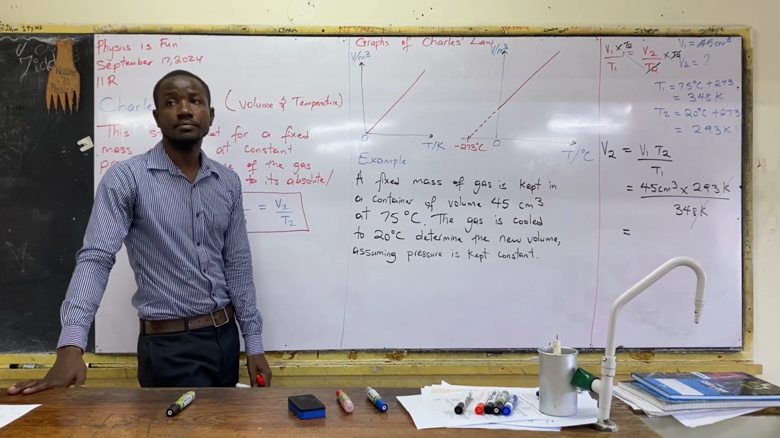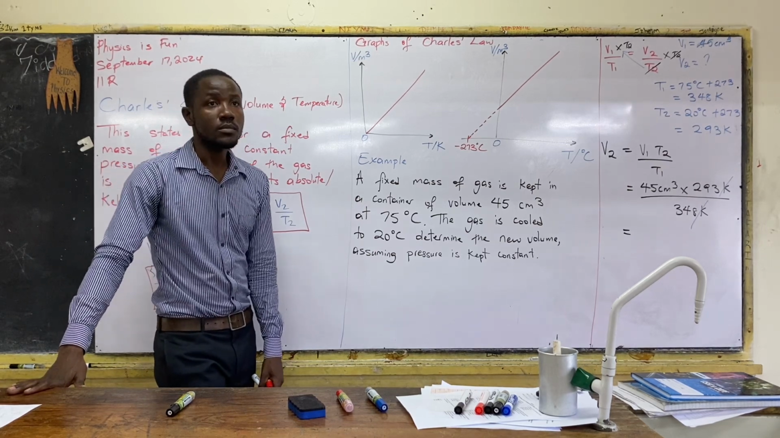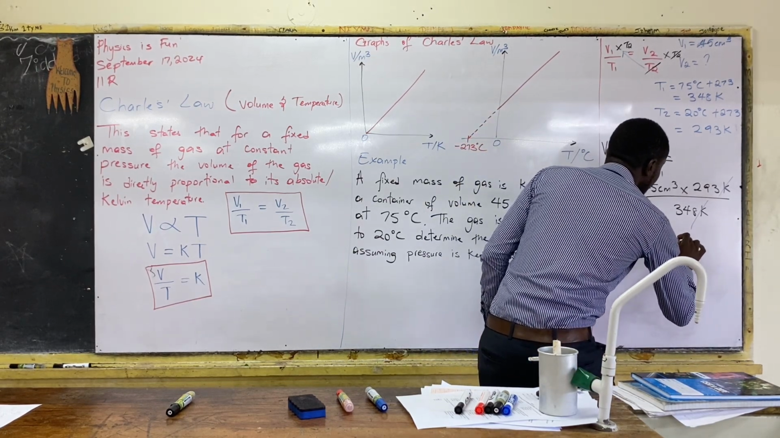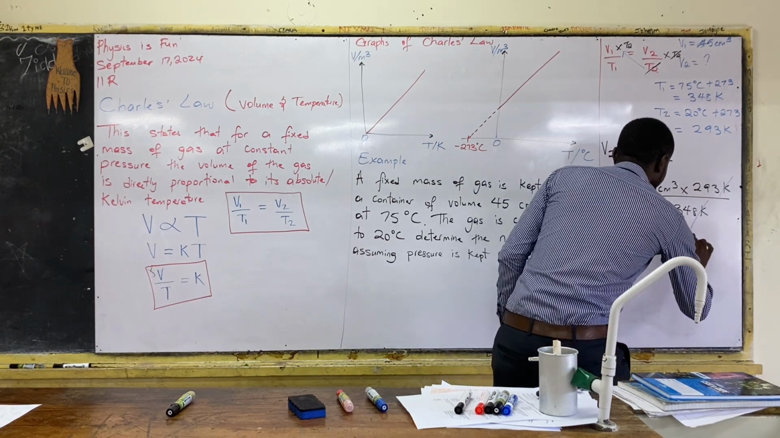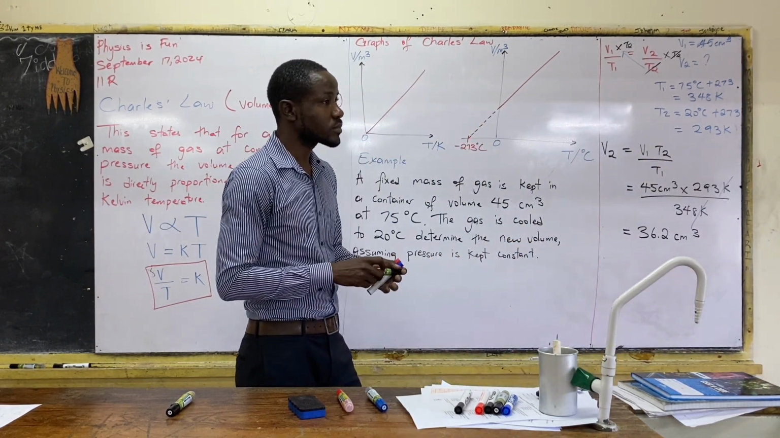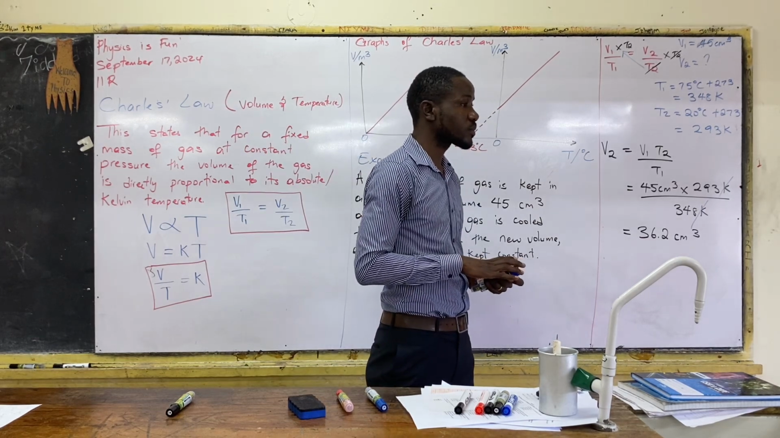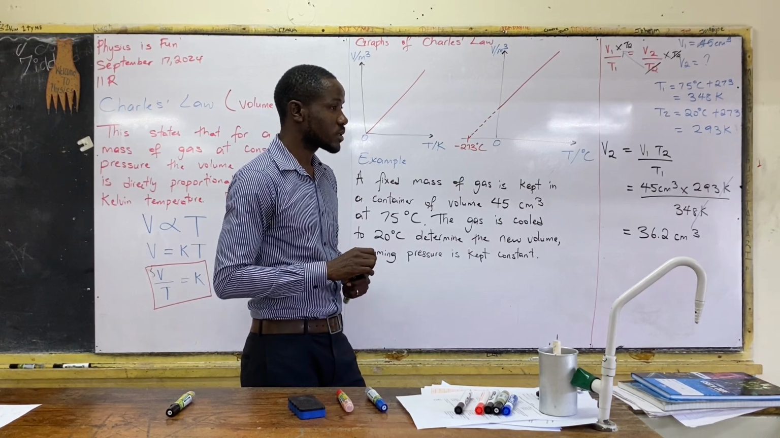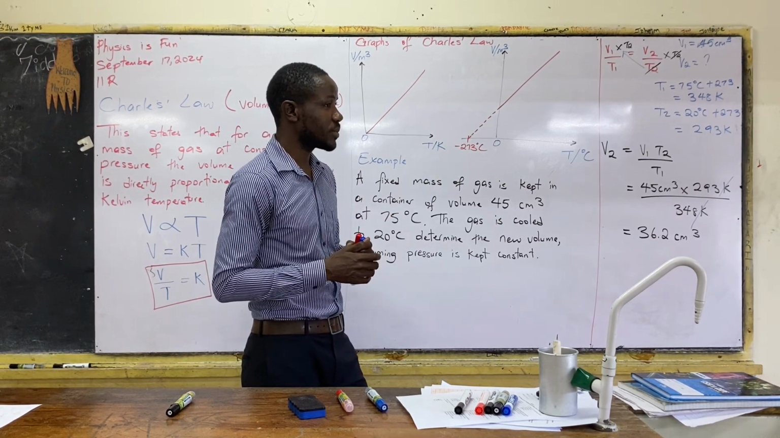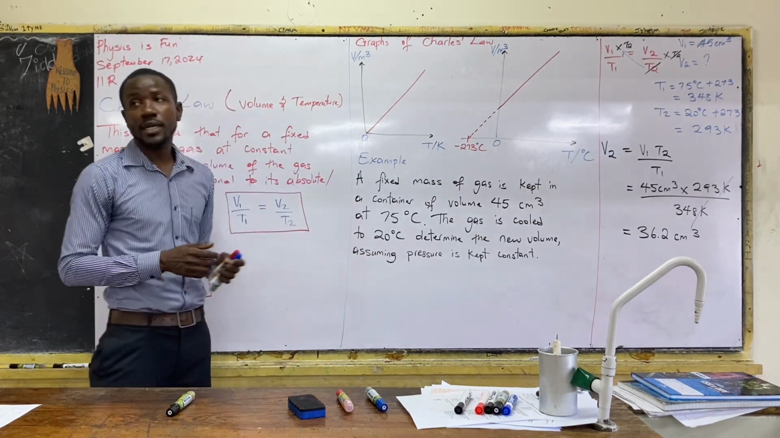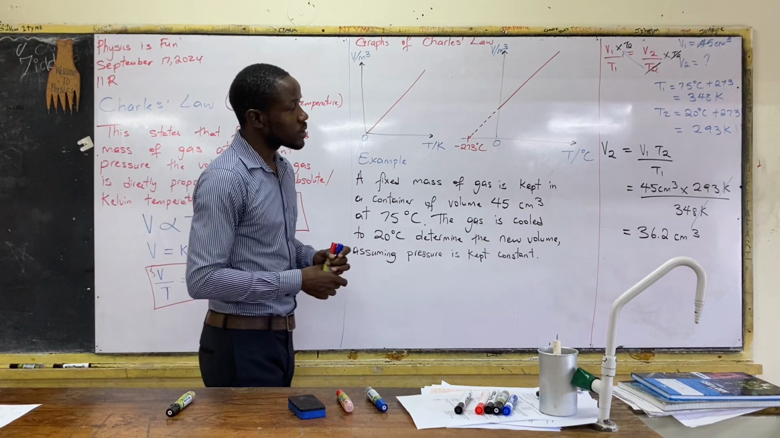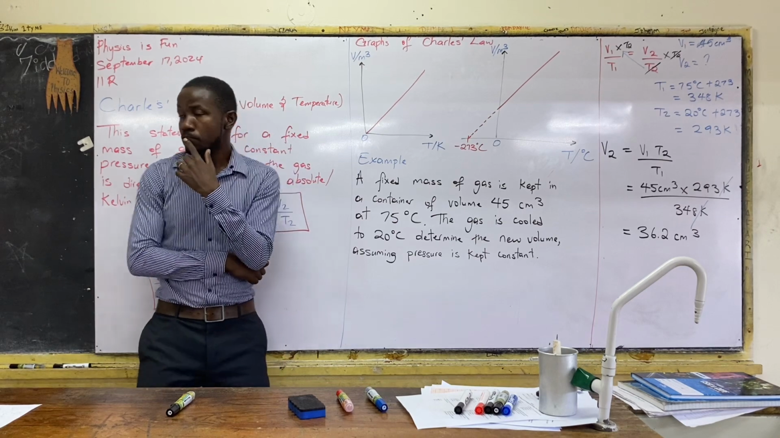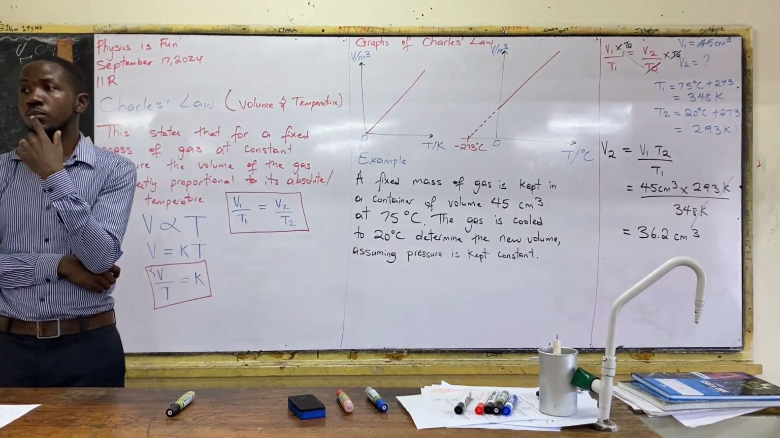Anybody work this out? Is it 36? Okay. So 36.2 cm cube. Okay, look at an example like that, right? So we're going to get 36.2 cm cube. Somebody get something different? Double check it for me, please.